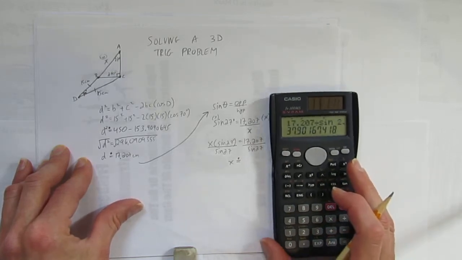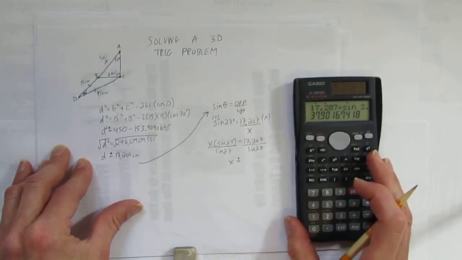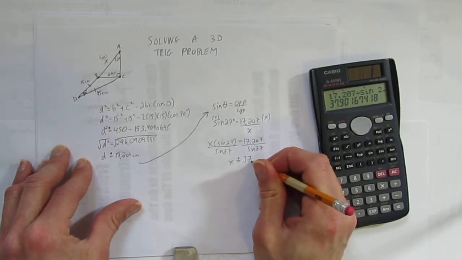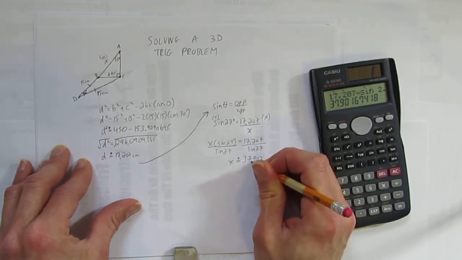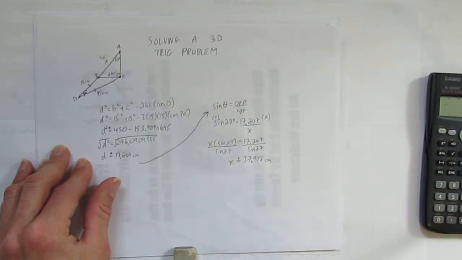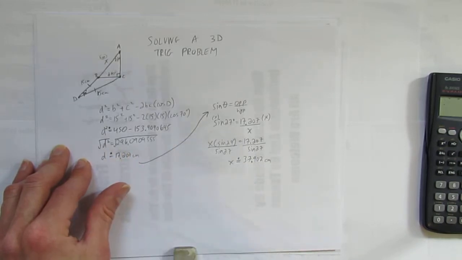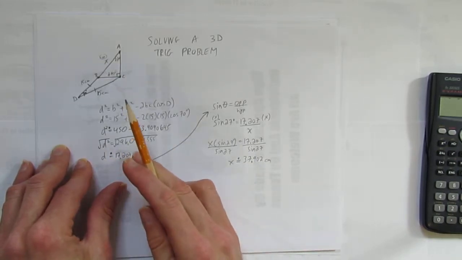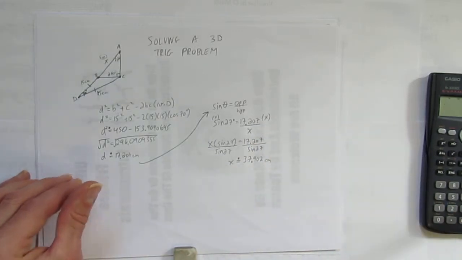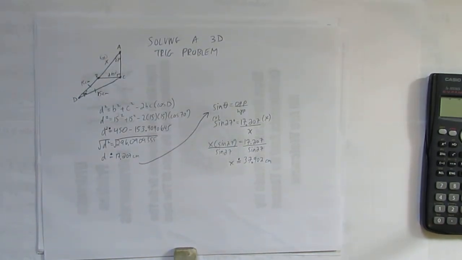Let's round to the nearest 3 decimals, because that's what I typically put on tests. And you get 37.902. Don't forget your units, centimeters. And we found it. We solved a 3D trig problem. We used cosine law at first, solved for one of the sides, and that allowed us to use SOHCAHTOA, in particular sine, to solve for the x value we wanted. So that's solving a 3D trig problem.